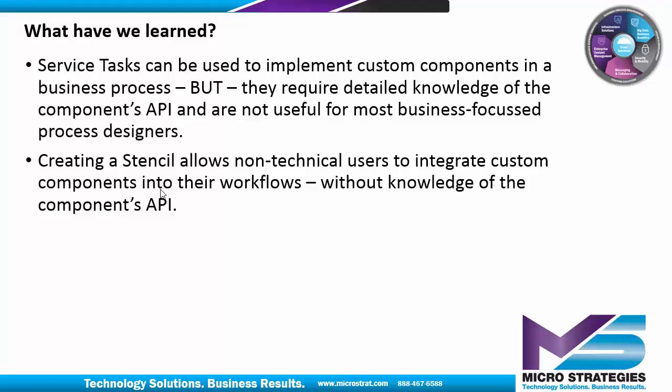We've also learned we can create a stencil to help abstract that complexity from the business user. We can create custom components, add them into the workflows, but we can wrap them in a stencil so that only the necessary information is exposed to the business user or the process architect. This allows the process architect to be able to integrate custom components into their business process without having any detailed knowledge of the implementation of those components. Leveraging items from a stencil is the easiest way to integrate custom components into a business process model.